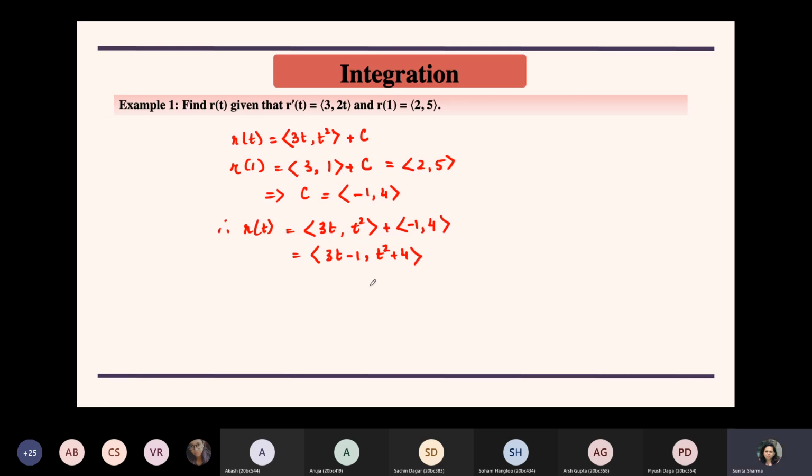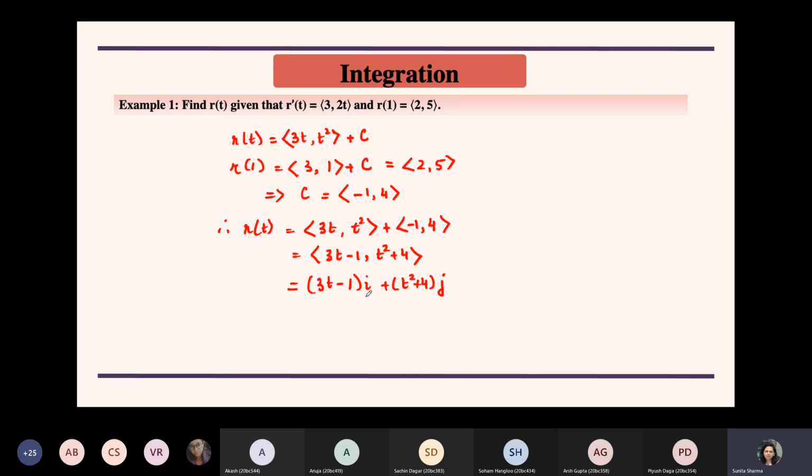Is this fine with everybody? Does anyone have any doubts in this? So you had to find the r(t) vector, which is this. You can also write it in the vector i, j notation. You can also write this as (3t minus 1)i plus (t square plus 4)j. So i, j notation can also be used, or bracket notation can be used, whatever you want. Is this fine with everyone? Yes, ma'am.